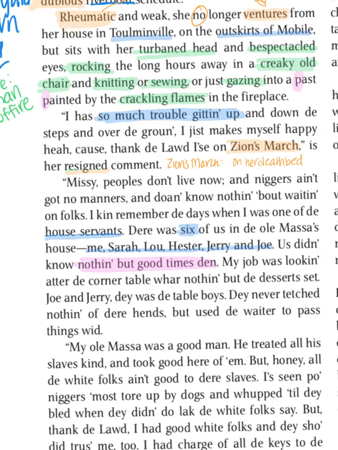My job was looking after the corner table when nothing but the dessert set. Joe and Jerry, they was the table boys.